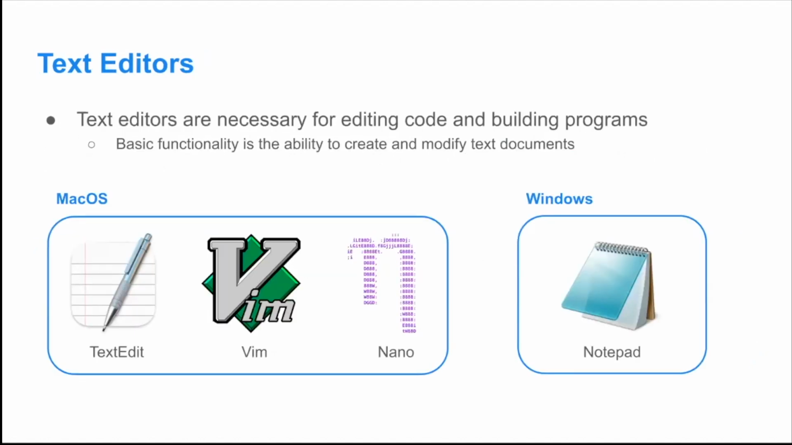In addition to actually having Python itself, you will need some type of text editor. These are necessary for actually editing code and building programs. The basic functionality of a text editor, as its name suggests, is just the ability to create and modify text documents. So on Mac operating systems, you usually have TextEdit, which is a user interface, so you can open it as an application and type your text into it. There's also Vim and Nano, which some of you may have used before, but these are terminal-based text editors. On Windows systems, you have Notepad, which, similar to TextEdit, is also just a user interface-based text editor.